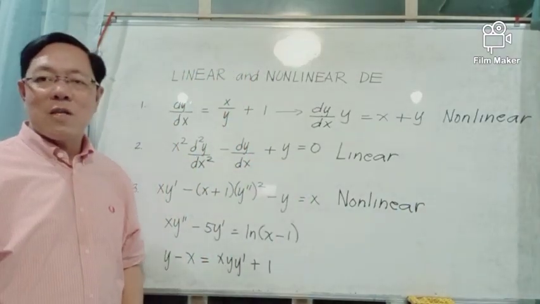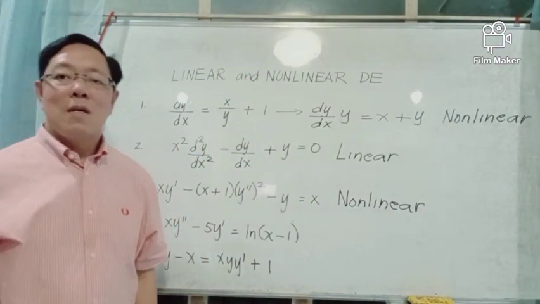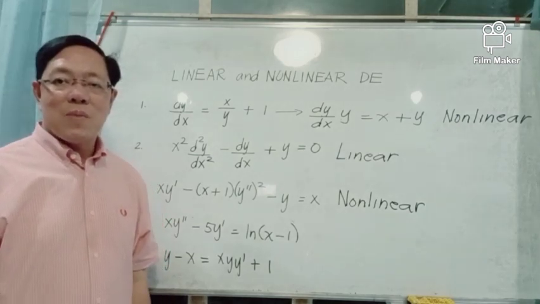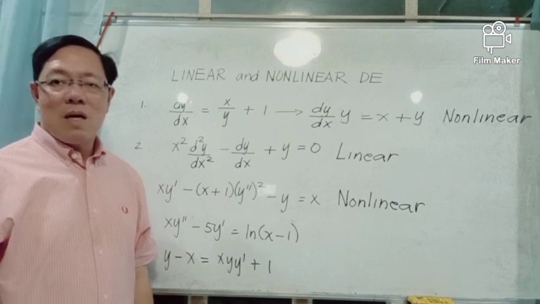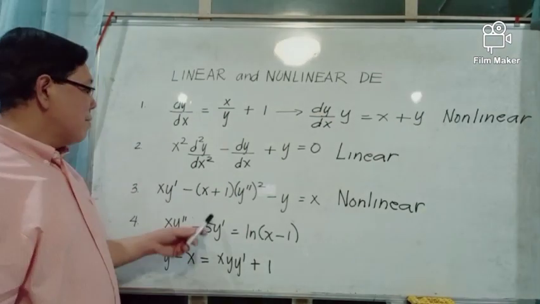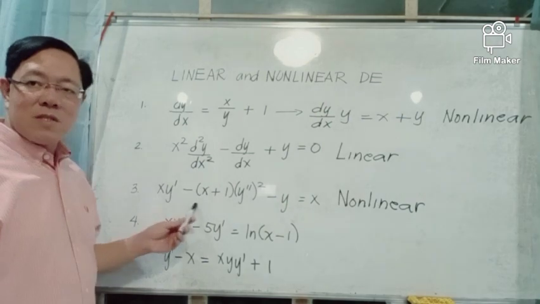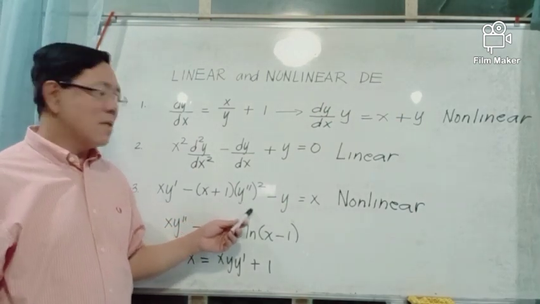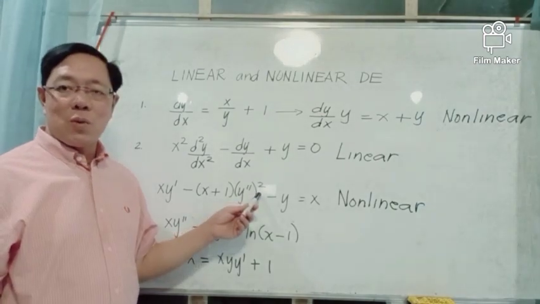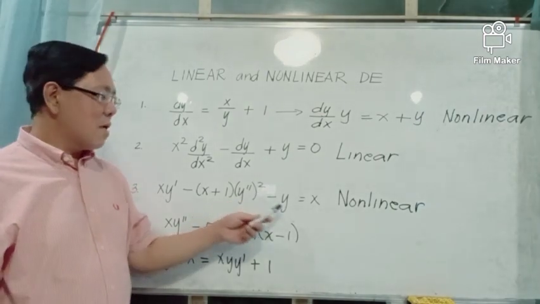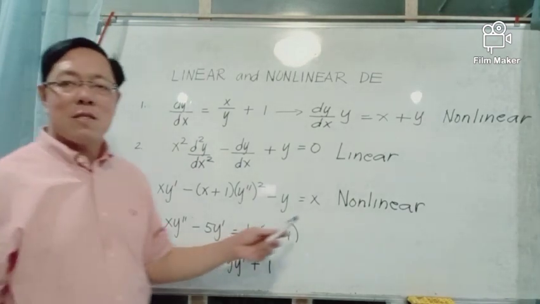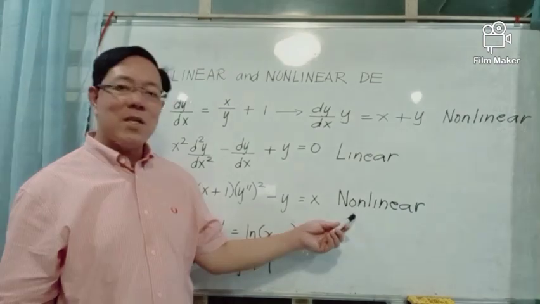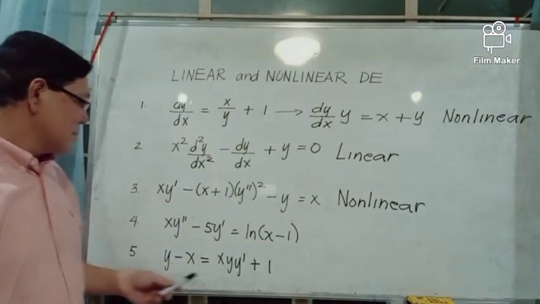A linear differential equation does not contain the dependent variable y or any of its derivatives raised to an exponent that is more than 1. But this differential equation in number 3 contains a second derivative of y raised to an exponent 2, which is more than 1. Thus, this differential equation is not linear. We say that it is a nonlinear differential equation.